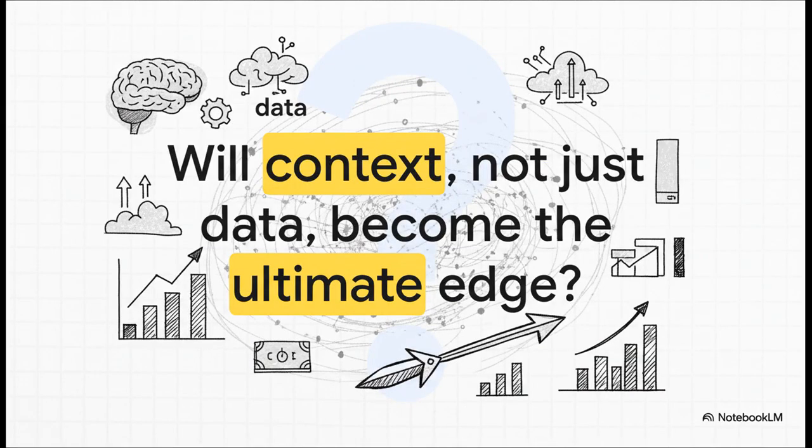So this really leaves us with a final thought to chew on. As AI continues to get smarter and smarter and data becomes available to absolutely everyone, is the true edge going to shift? Will it be less about who has the most data and more about who can apply the most comprehensive context to that data? It's a really powerful question for the future of trading, that's for sure.